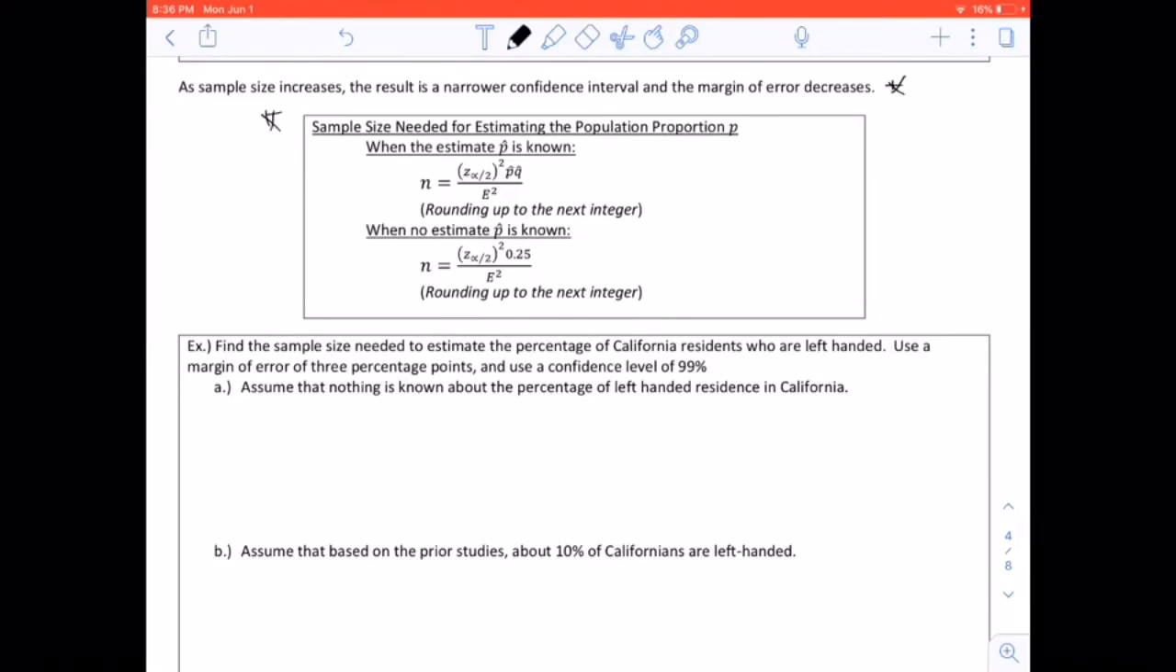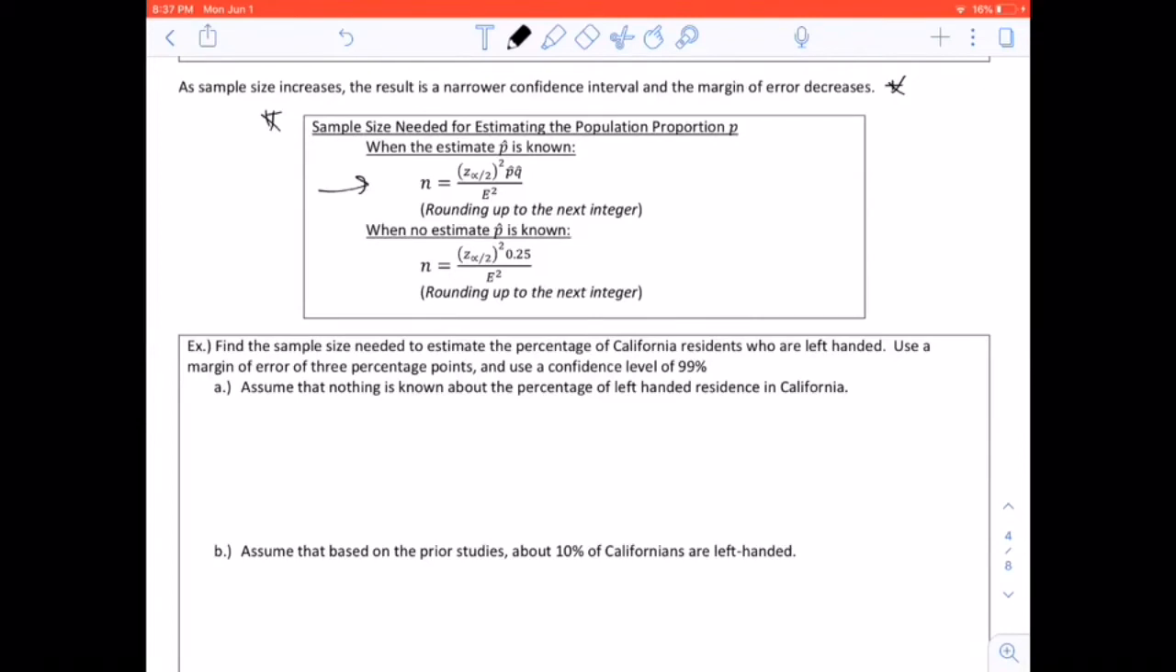And the next box underneath that says sample size needed for estimating the population proportion P. So when an estimate P hat is known, so when we know a prior estimate, maybe a study that somebody else did 10 years ago or 50 years ago or 3 years ago, we're going to use the formula N equals Z alpha divided by 2 squared.